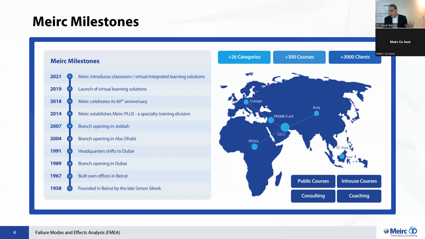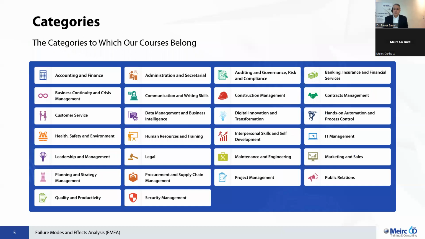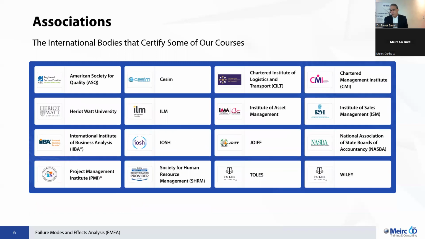We have over 300 courses under 26 categories. The categories range from project management, planning and strategy, quality, sales, marketing. So you're probably going to find one of the topics that you might be interested in that will help you develop your career. Some of our courses are accredited, meaning that you'll have to go through an exam or a project to qualify and to gain the international certification, such as the PMI or the SHRM, which is the Society for Human Resource Management, or maybe the ASQ.